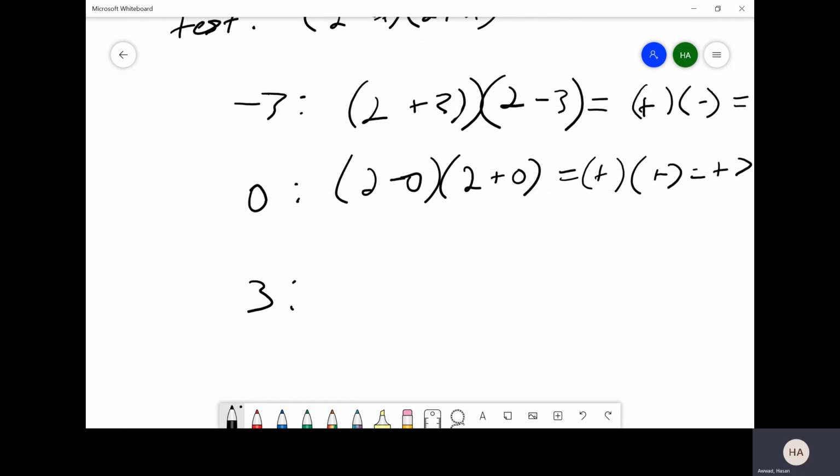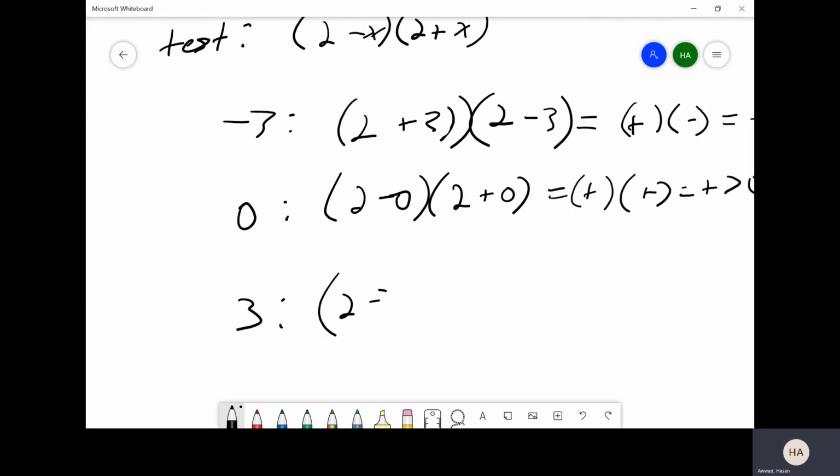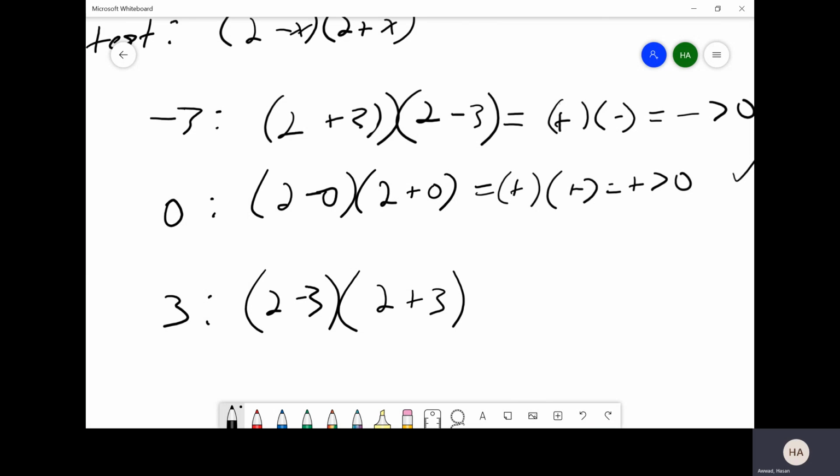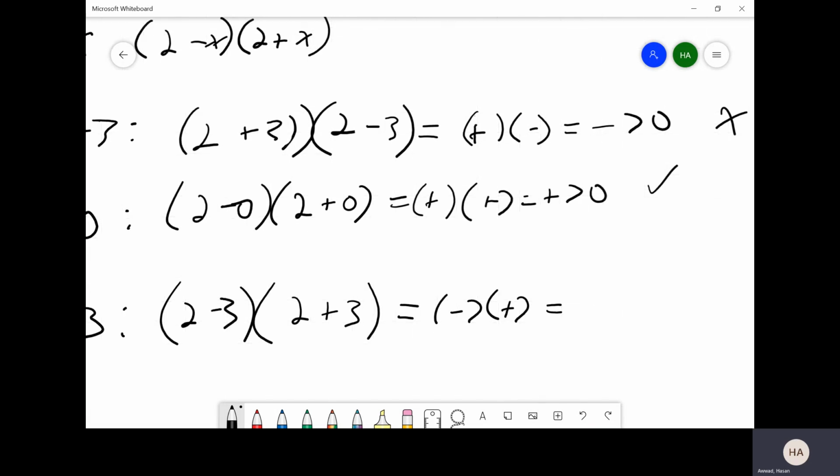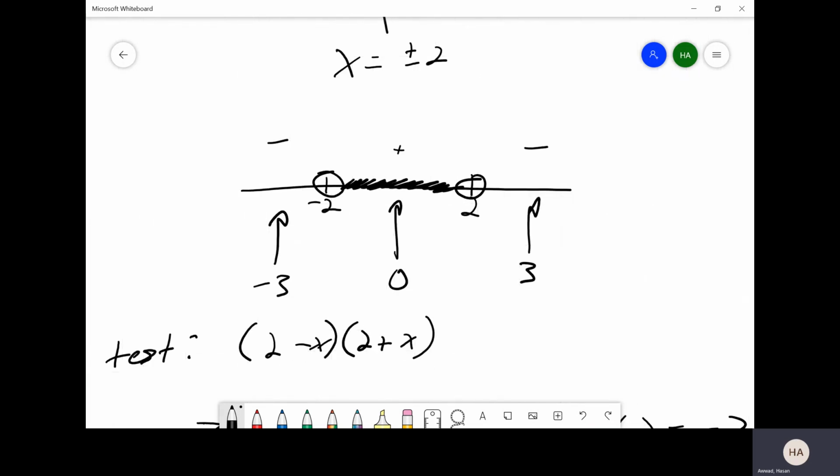So to test 3, again, we have 2 minus 3, or I'm sorry, the first one was addition, right? No, it wasn't. It was subtraction. I lied. 2 minus 3, and then we have 2 plus 3. And now what do we get? We actually end up getting the same result that we had the first time when we plugged -3 in, and we get a negative times a positive. The only thing that happened differently was that we got the positive and negative in reverse order, but still positive times a negative or negative times a positive. Either way, it gives you a negative. Is a negative greater than 0? Nope, it is not. So we know that this interval is also excluded.